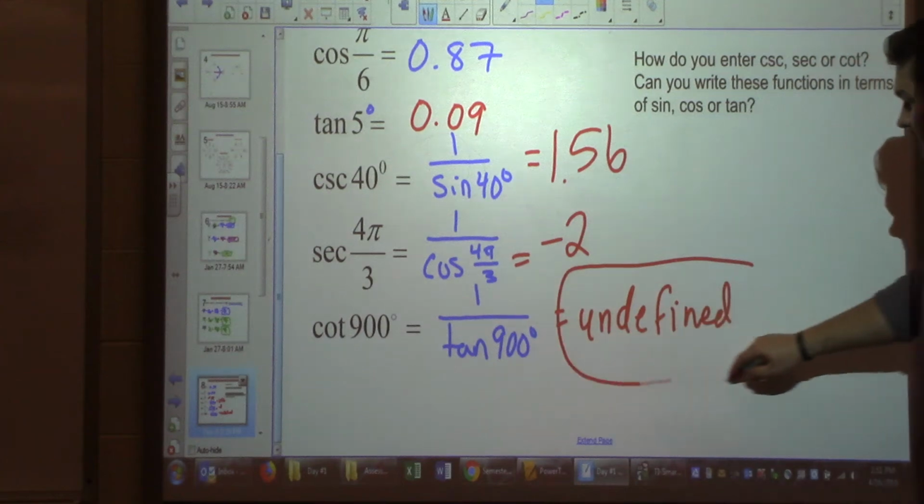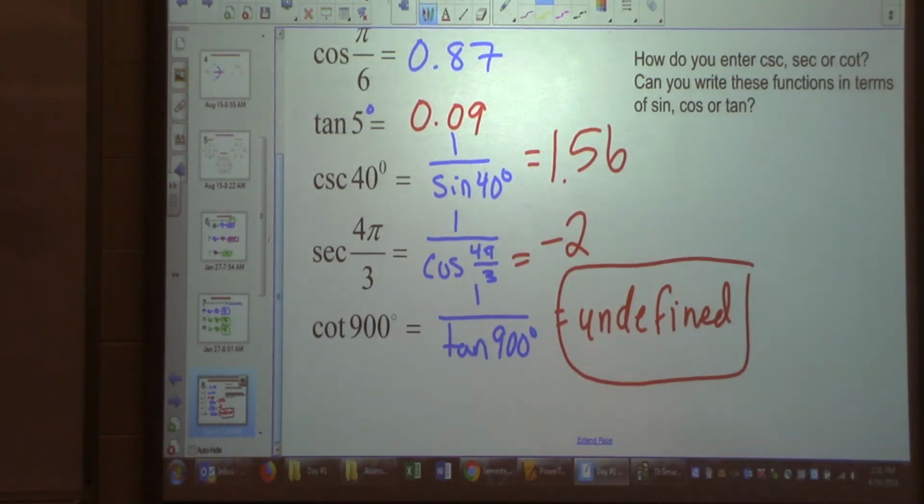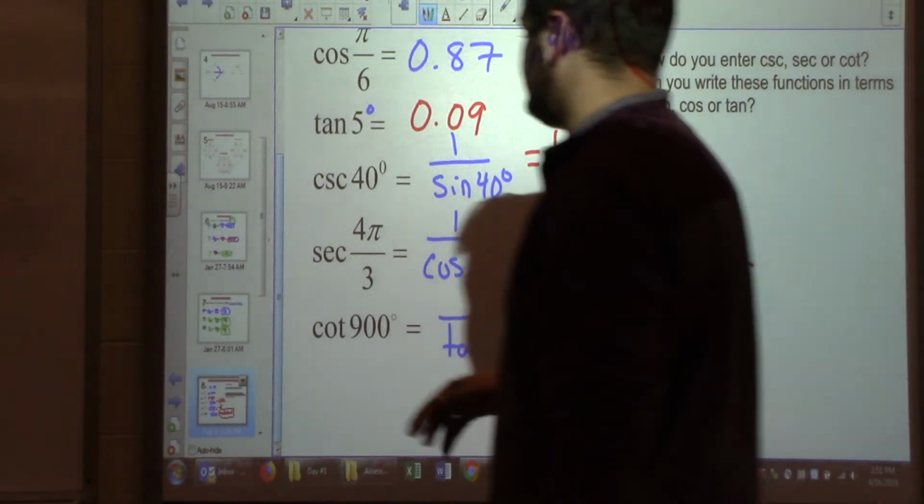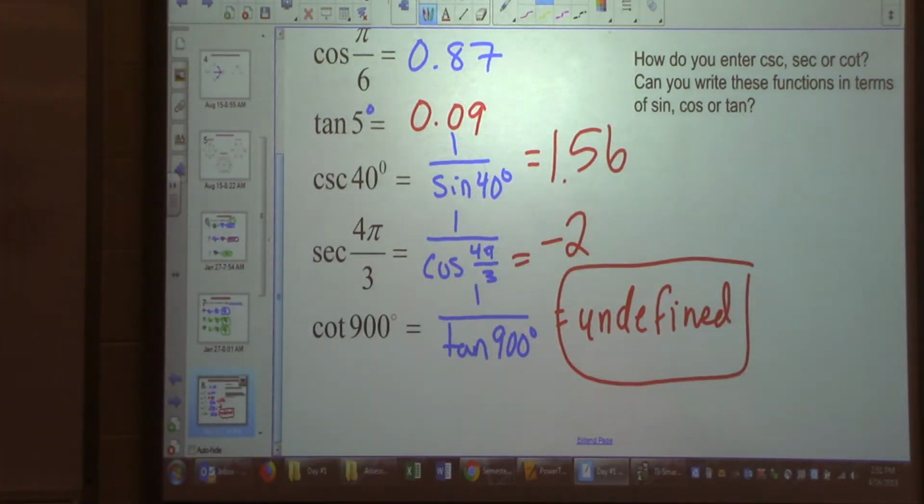Now, sometimes we get an error because it's 0. That's undefined. Sometimes we get an error because we're in the wrong mode, though. So we've got to be careful. Right? Make sure you're in the correct mode. All right. Any questions on putting it in your calculator?